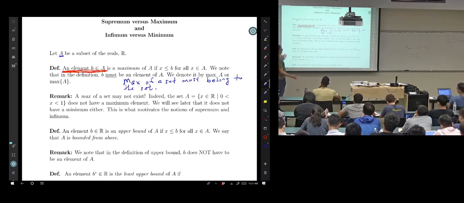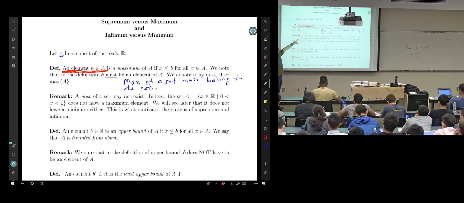2 is an upper bound. Not a very tight one, though. 7 is an upper bound. 1.1 is an upper bound. 1.01 is an upper bound, but 1 is the smallest upper bound. And that has a definition. It's called the supremum of the set.